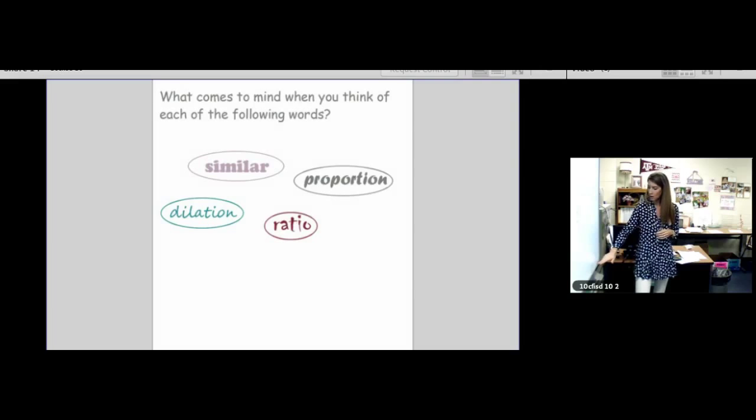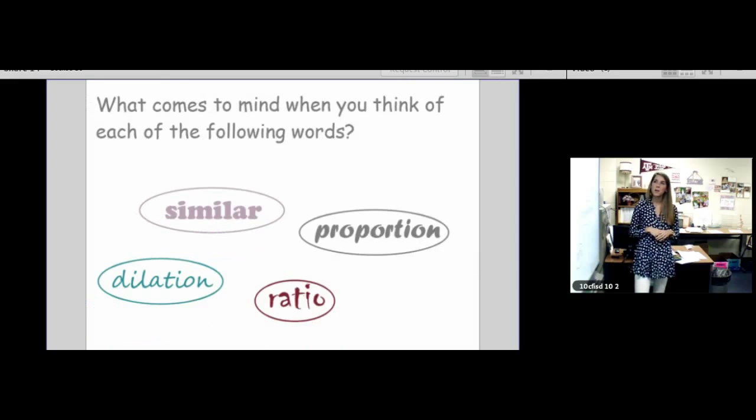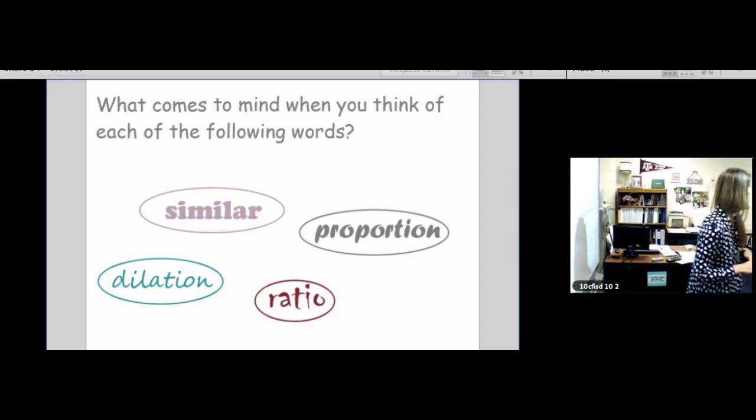Okay. These are the words that are going to come up a lot in our unit. Just read those words. What do you think of? Dilation is something whenever something gets big and small. Okay, so there's that enlargement and reduction we've been talking about. Have y'all heard that word before, dilation? Middle school, maybe? Probably not algebra. You heard it in algebra? Dilation, okay.